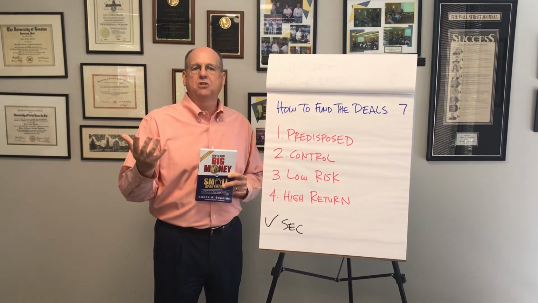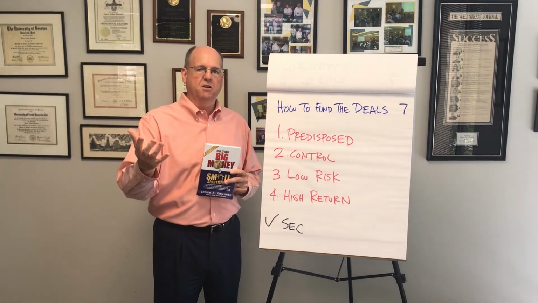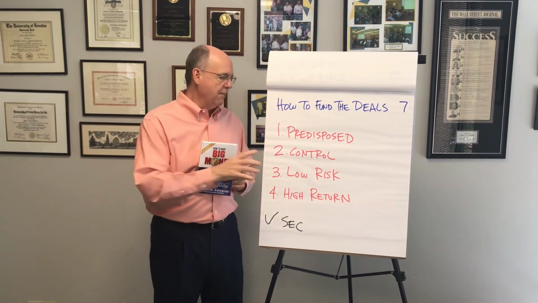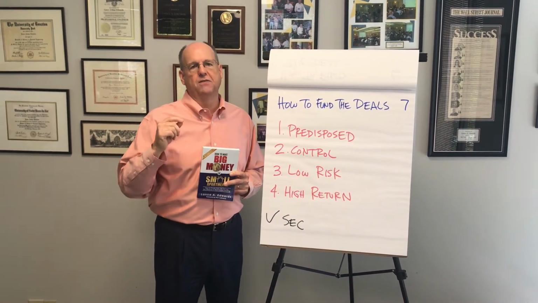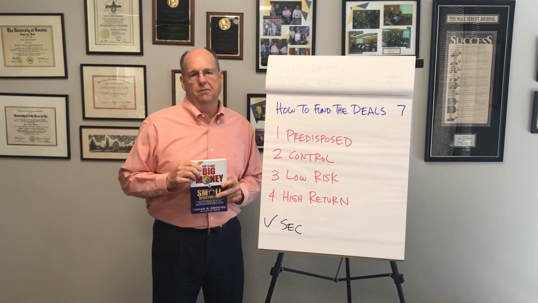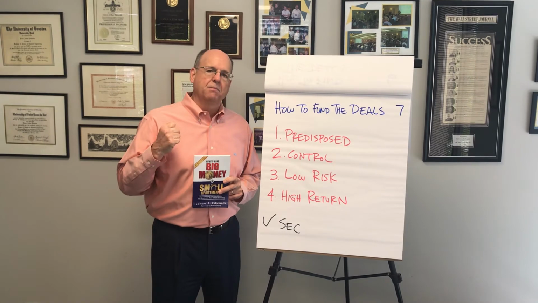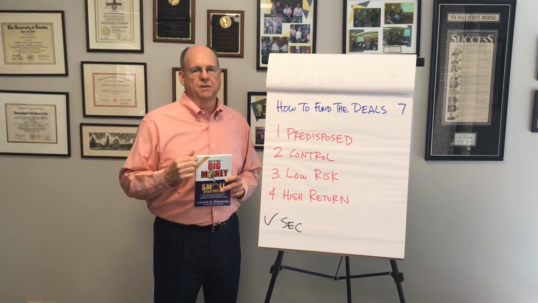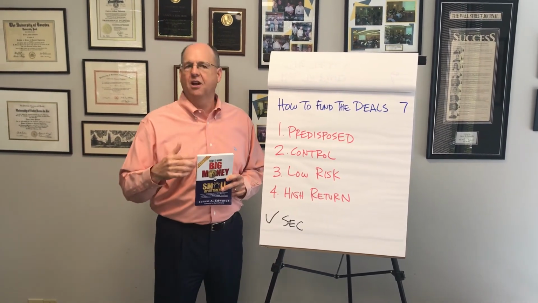How do banks do this? Banks do it with a mortgage. If someone defaults, they take control by foreclosure. I'm going to show you how to give your investor even a greater feeling of control than a bank has. The third thing you want to be able to show them or demonstrate to them is that this is a low-risk investment. Yes, they have control if they need it, but they're not going to need it.